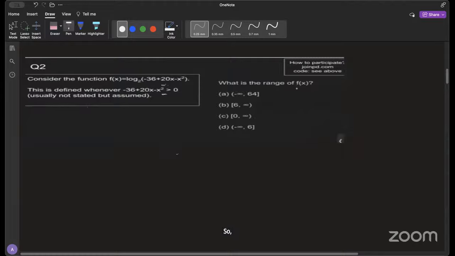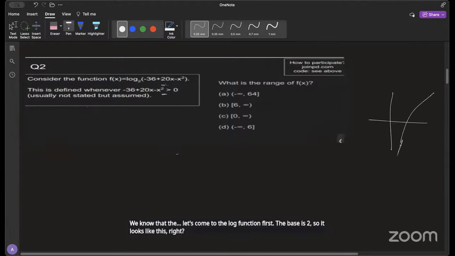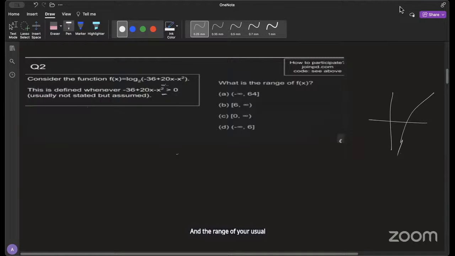So you've been asked to find the range of this. To find the range of this, let's come to the log function first. The base is 2, so it looks like this, right? The range of your usual log function is going to be from minus infinity to infinity, right?